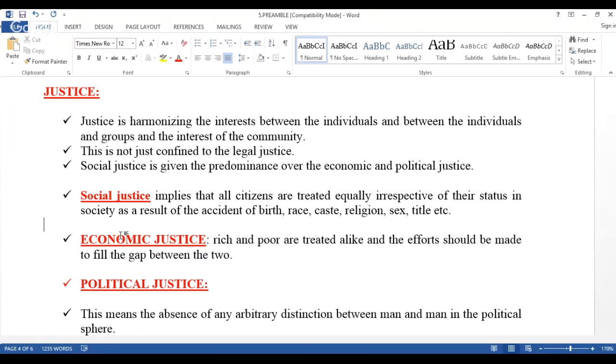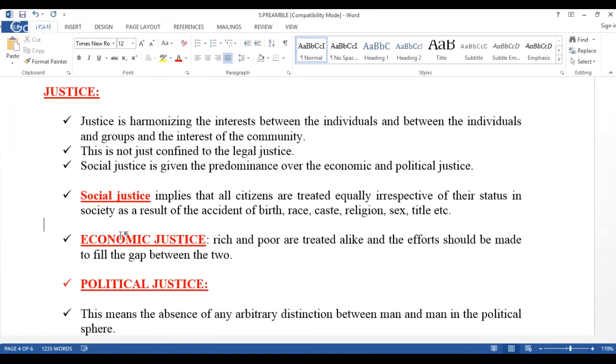You have to write in the same sequence in the examination because according to Dr. B.R. Ambedkar, there is no meaning for political justice without social justice and economic justice. That's the reason why he deliberately gave the priority to social justice, followed by economic, and followed by the political. So whenever I say justice, please look at the screen.